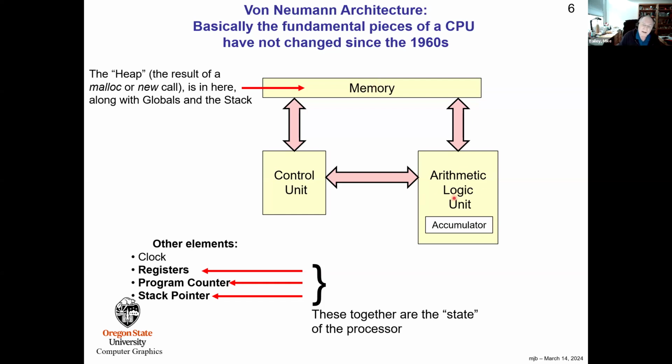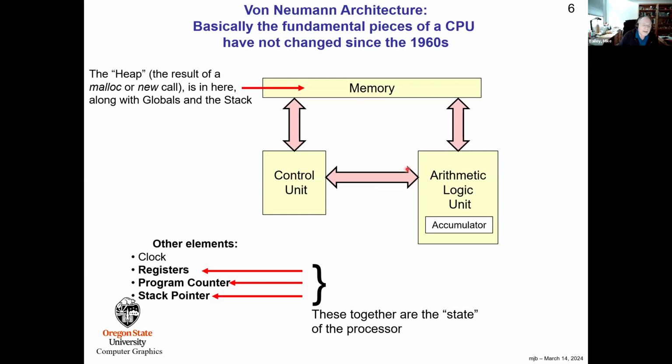There's an arithmetic logic unit. Then they had one accumulator. Now we have gobs of registers. But here's where the arithmetic takes place: add, subtract, multiply, divide, shifting, all kinds of stuff. And the control unit has to do with flow control, go-tos, for loops, while loops, and so on.